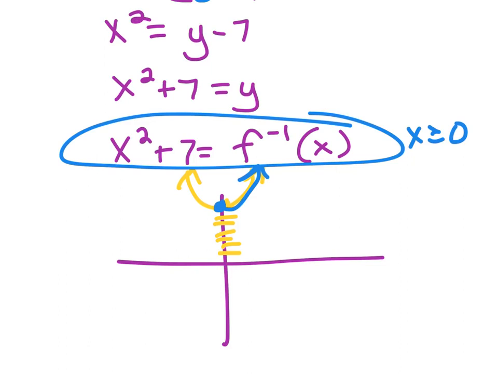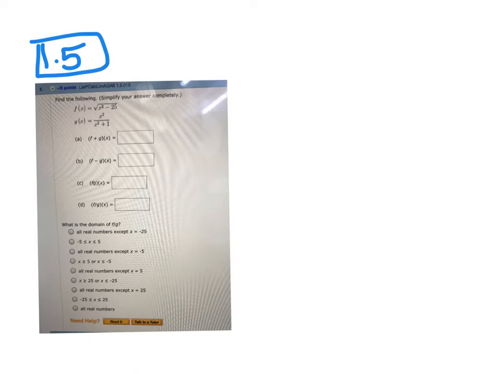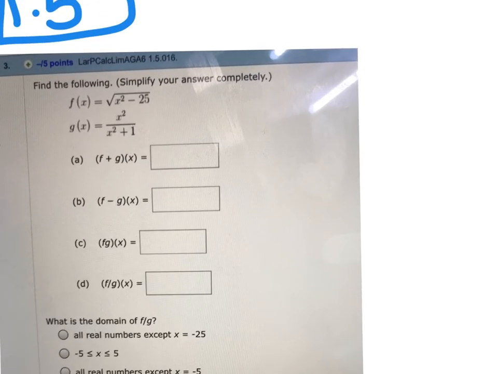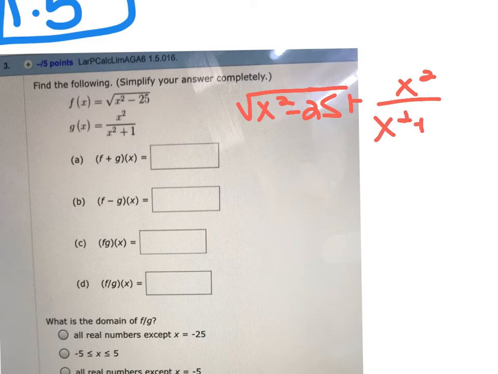Okay. Amber. So everybody overcomplicated this. I'll be very honest, okay? Because if you look at what the answers are, you would have been like, are you kidding me? When you add f plus g, literally all you have to do is the square root of x squared minus 25 plus x squared over x squared plus 1. And then nothing can get simplified. So you literally could have left it like that.